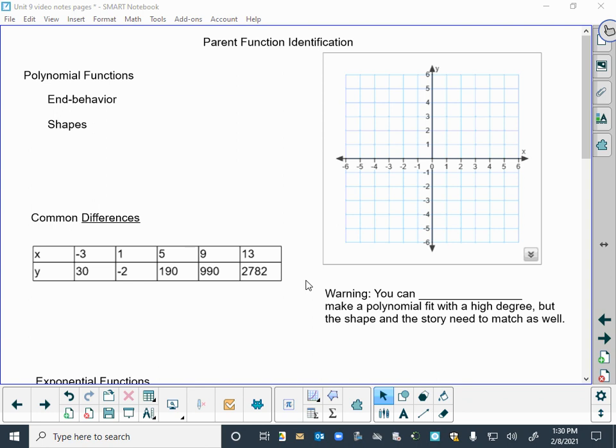All right. For our final unit in the properties and attributes of functions, we're going to look at parent function identification. First group of functions we'll talk about are the polynomials. We looked at these in the first semester.